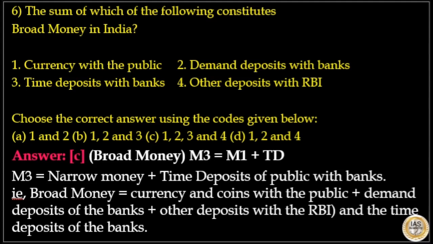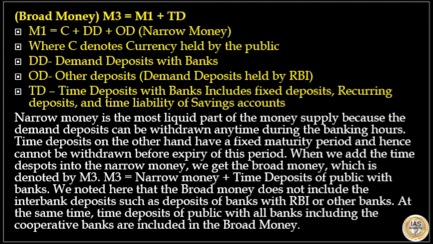Broad money is equal to narrow money plus time deposit of public with banks. That is, broad money is equal to currency and coins with the public plus demand deposit of the bank plus other deposit with RBI and the time deposit of the banks.